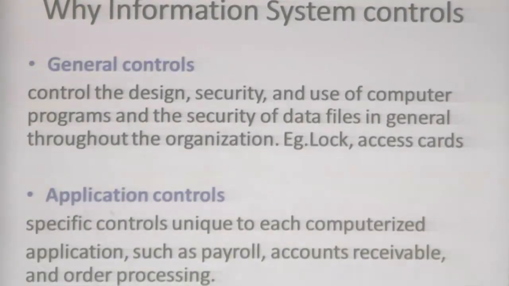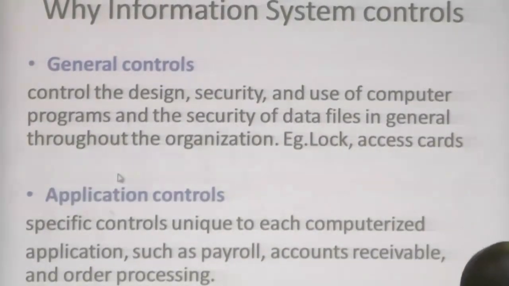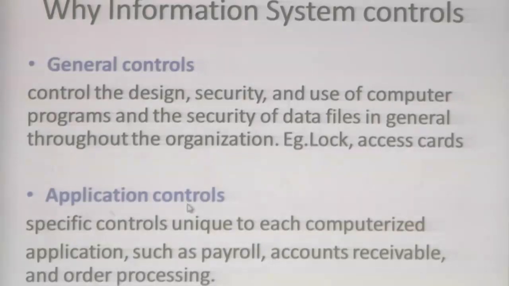In general control, which we have explained above, we control the design, security and use of computer programs and the security of data files in general throughout the organization. Sometimes different access controls do not use the information system. In this application control, especially, the information systems are used. Through the information system, the controls are enabled. But in general control, let us say in the server room, access is given through the access card, let us say an RFID card. You cannot go into the server room without the access card. Likewise, lockable features can be implemented as general control.